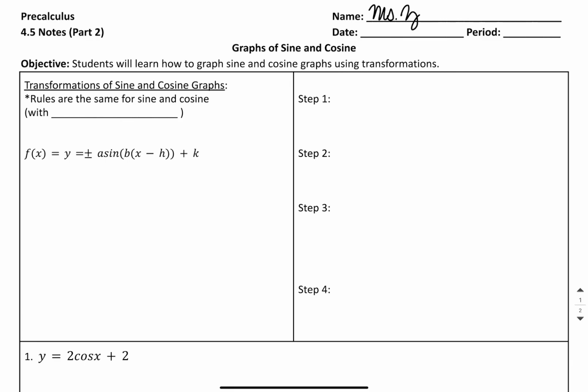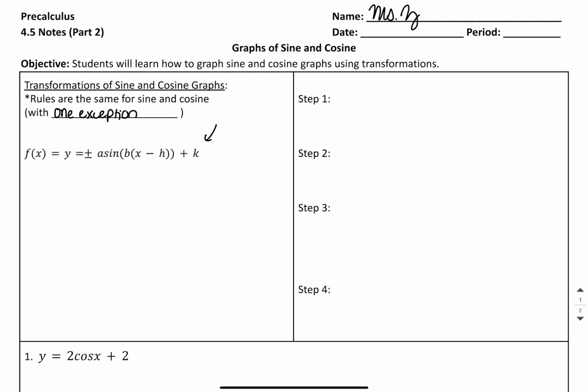In this video, I'm going to talk about the graphs of sine and cosine. So graphing sine and cosine when there's transformations from the parent functions. The rules are going to be the same for sine and cosine with one exception, and we're going to talk about what that exception is.